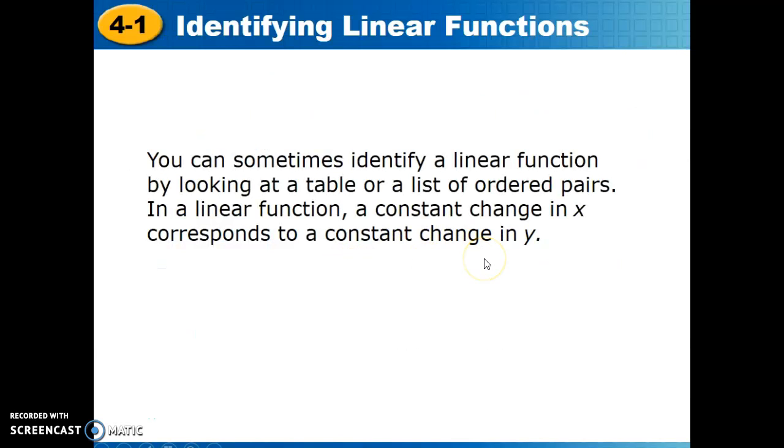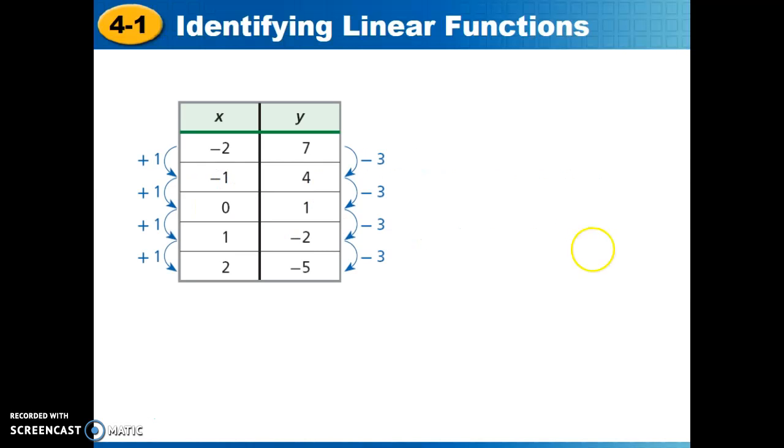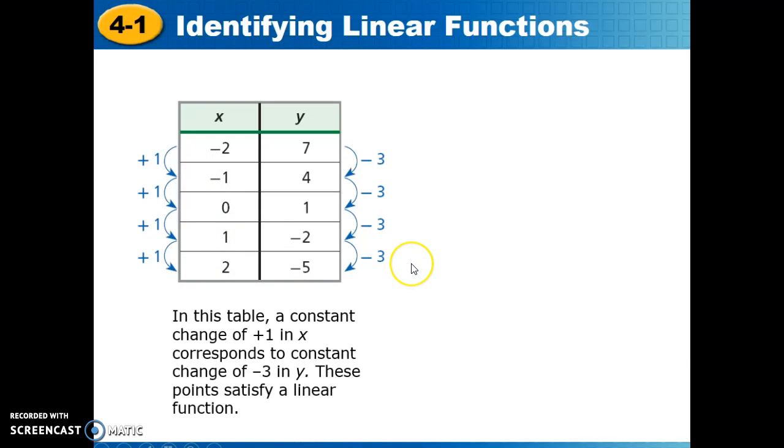You can sometimes identify a linear function by looking at a table or a list of ordered pairs. In a linear function, a constant change in x corresponds to a constant change in y. And by change, we mean, how did we get from here to here? We added 1. If there's a constant change in x, constant change in y, we have a linear function.